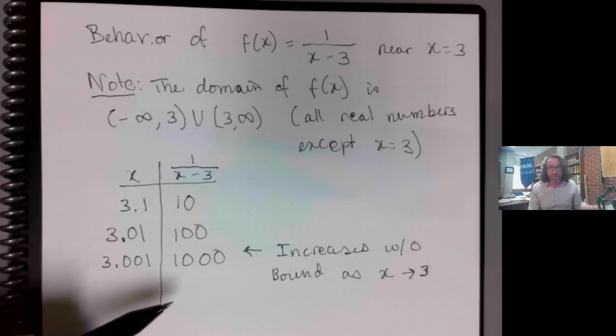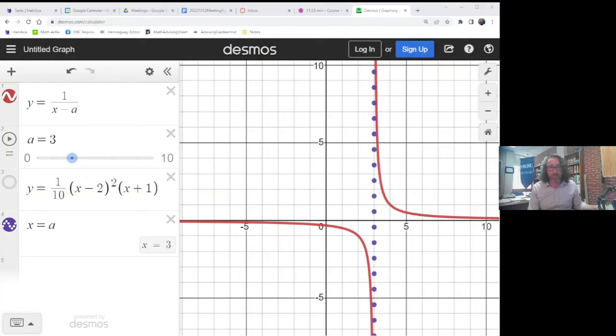Now let's switch back to Desmos here and see how we can pick that up in the graph. Look at this right here. The closer x gets to 3, the bigger the y coordinate gets. So we saw 3.1 comma 10. We're going to see that right up here. And the closer x gets to 3, the bigger the y coordinate gets. That's why the graph is rocketing up over there.